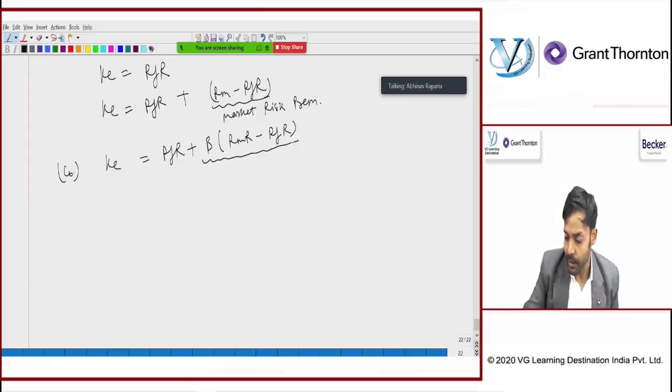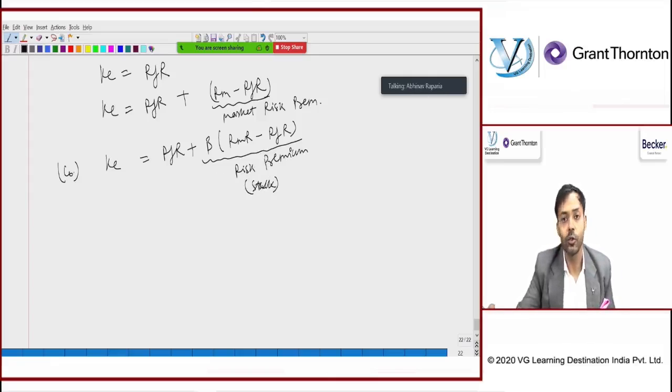This would be the risk premium of that particular asset where you're actually investing, or particular stock if I talk about. This is the risk premium of that stock. This is the risk premium of the market, because you are investing in the market. This shows the risk premium of that particular stock or the asset where you are actually investing.